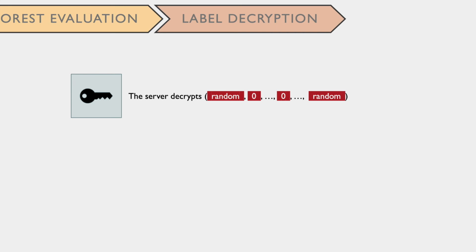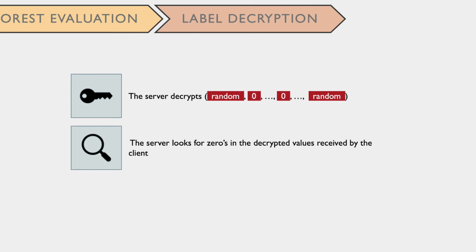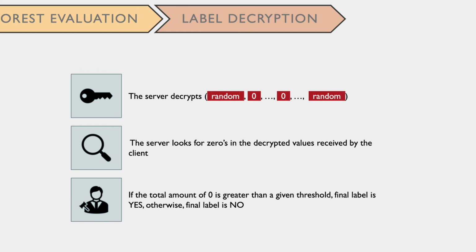When receiving a vector of encrypted values from the client, the server decrypts them one by one, and when a decryption leads to a 0, it increases the score of the client by 1. If the final score of the client is higher than a given threshold, the final label is yes, and otherwise the final label is no. We can see that with this protocol, the server learns the outcome of the evaluation while the client does not. Also, neither the client nor the server learns information about the other one's data.